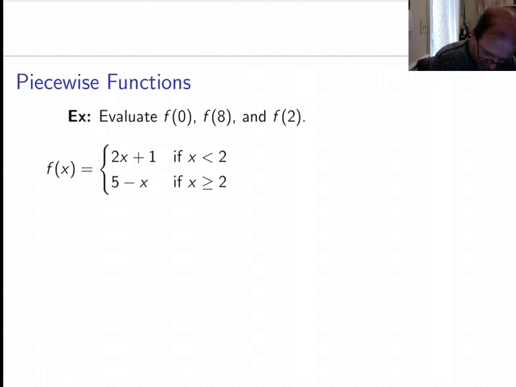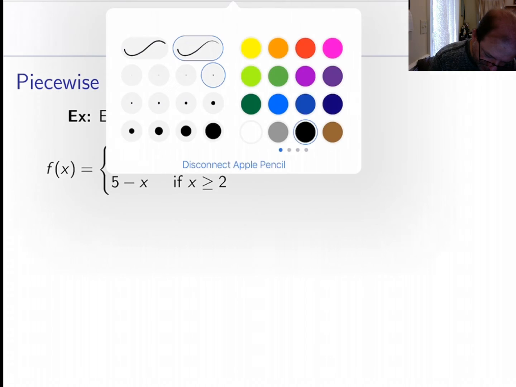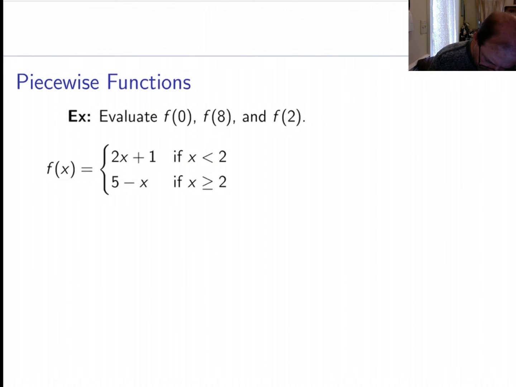Now notice, this function, we use this top part when x is less than 2. We use this one for when x is greater than or equal to 2. So f of 0 is going to use this one, and f of 8 and f of 2 are both going to use that one.